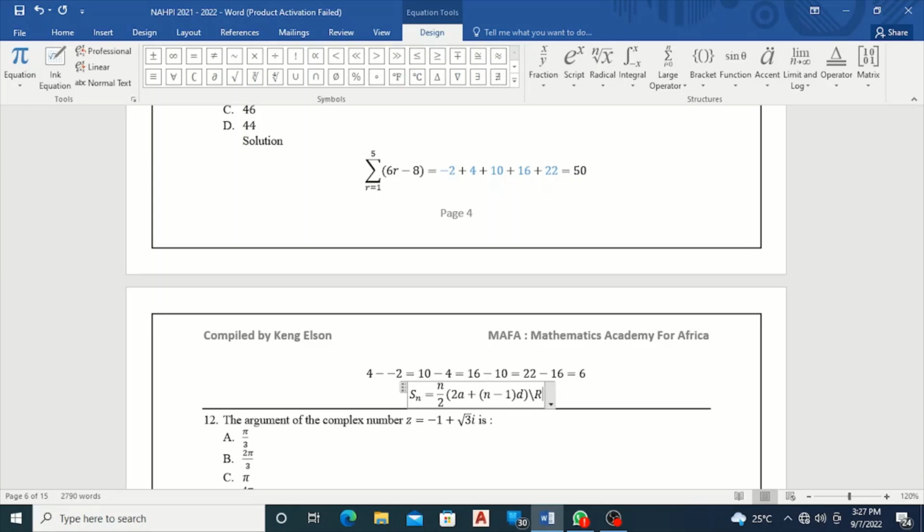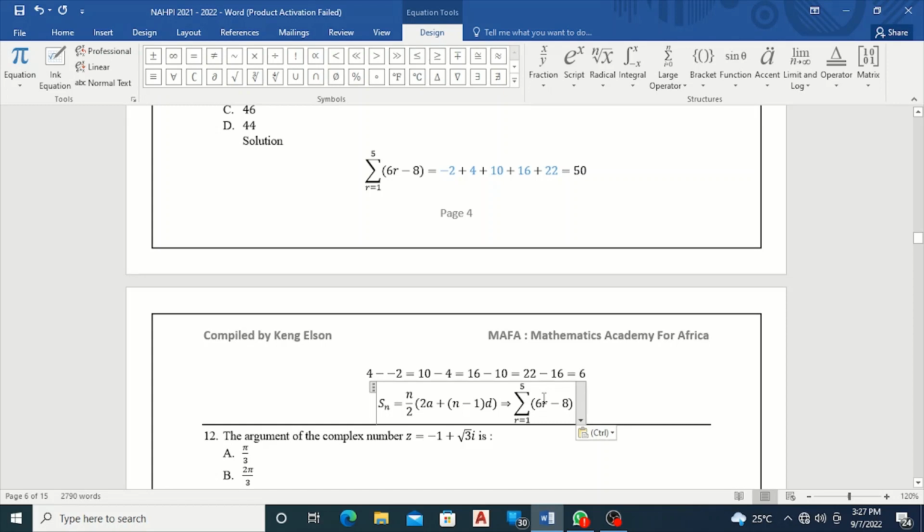So clearly, what is going to be this sum? We have everything already. The number of terms: we have 5 terms because we are summing from 1 to 5. If we are summing from 0 to 5, we have 6 terms, so be very careful. So the number of terms is 5 divided by 2 times 2 times the first term. 2 times negative 2 is negative 4, plus the number of terms minus 1, that's 5 minus 1, which is 4. 4 times the common difference, 6, is 24. So we get 24. Guys, here is supposed to be 2 and not 3.